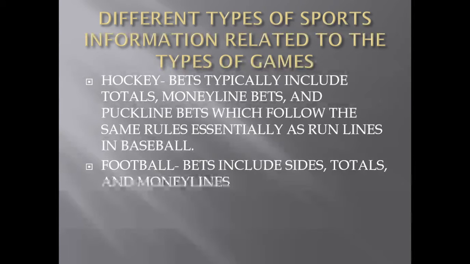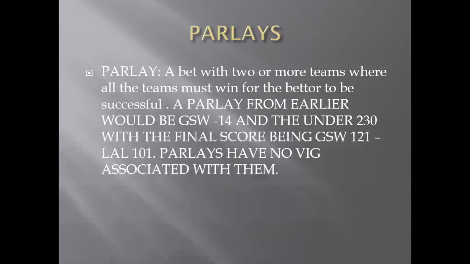Football. Bets include sides, totals, and money line. Parlays. A parlay. A bet with 2 or more teams where all the teams must win for the bettor to be successful. A parlay from earlier would be Golden State Warriors minus 14 and the under 230, with the final score being Golden State Warriors 121, LA Lakers 101. Parlays have no vig associated with them.